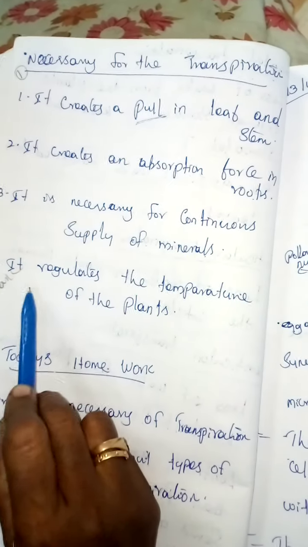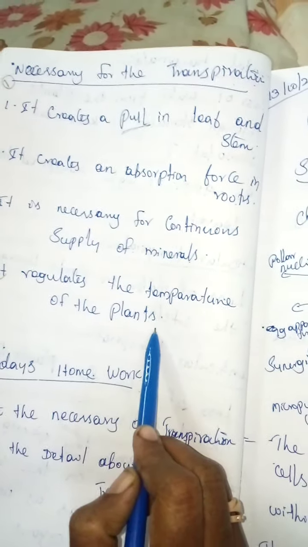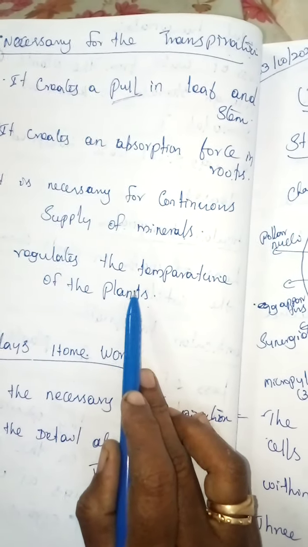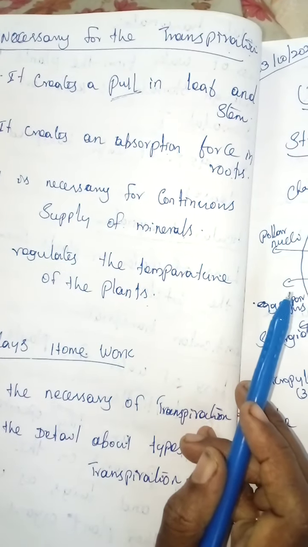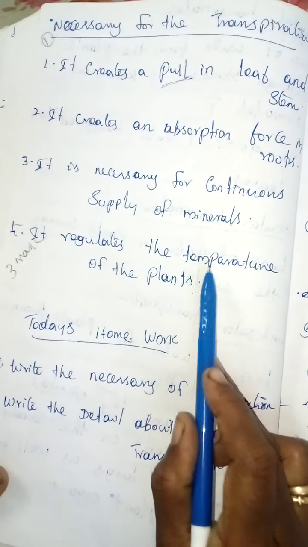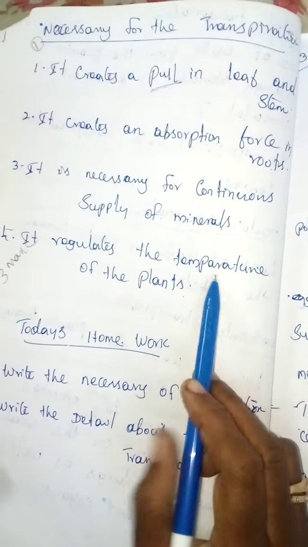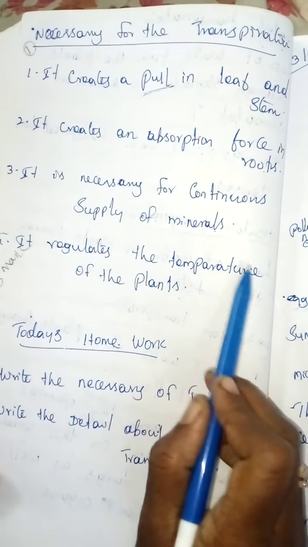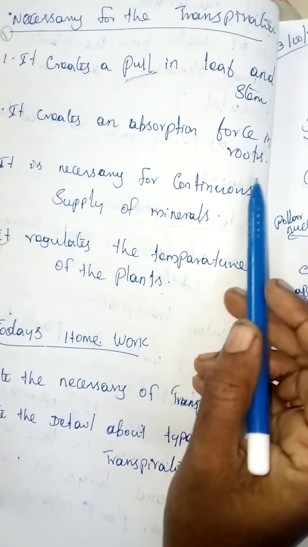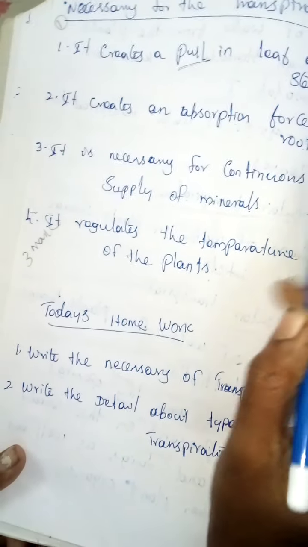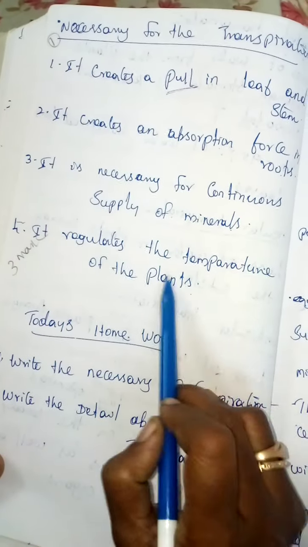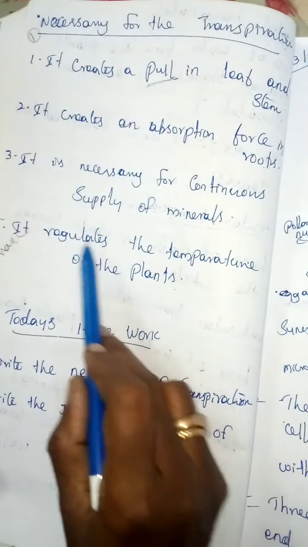Last, it regulates the temperature of the plants. If excess water is retained inside the plants, what will happen? The plant will decay. If there is no water in the plants, what will happen? The plant will dry. So the plant regulates its temperature with the help of transpiration. On one side absorption takes place and on the other side transpiration takes place, so the water comes in and the excess water is pulled out. That's why transpiration regulates the temperature of the plants.